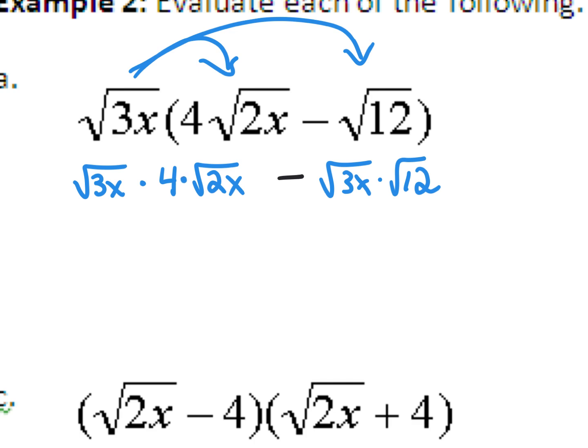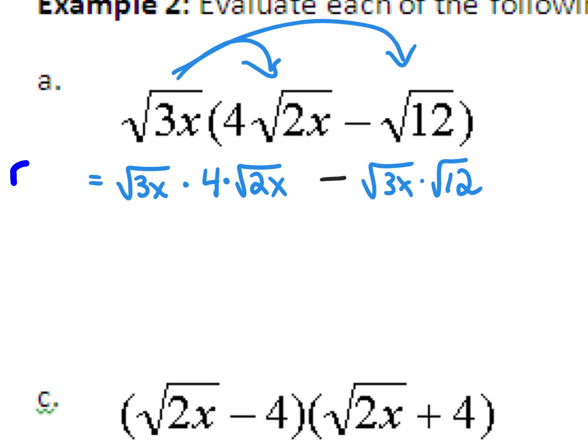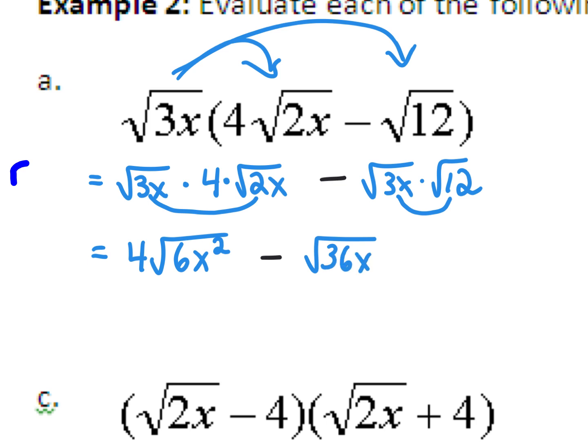Now I am going to use my product rule here. This 4, it's going to come down there because I don't have anything to multiply it with. But the square root of 3x and the square root of 2x, I can multiply 3x times 2x. 3 times 2, that's just 6. x times x is x squared. Okay, we're going to hold that thought because we do have to simplify at the end. Over here, because those are both underneath the same radical, the square root of 3x times the square root of 12. 3x times 12 is just 36x.